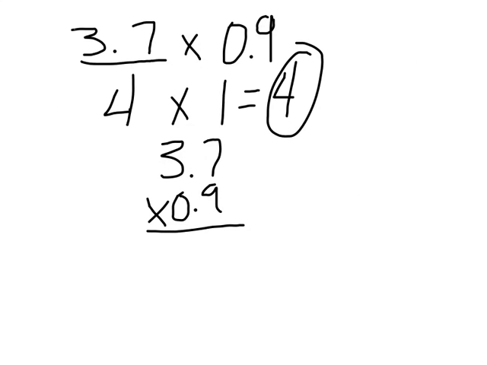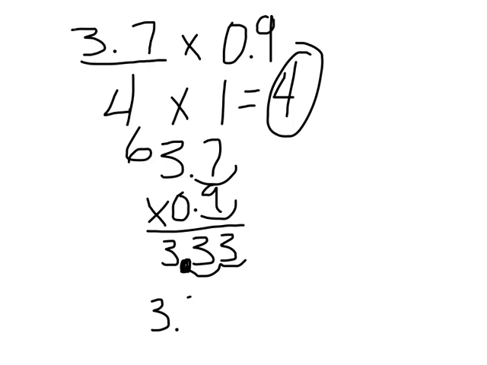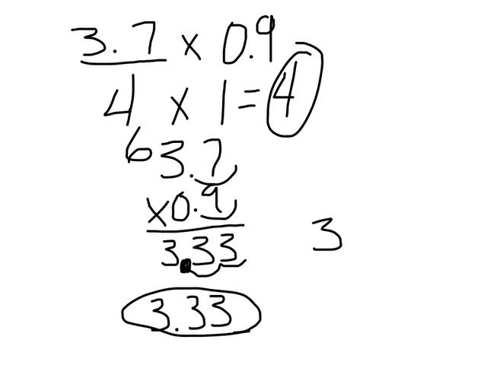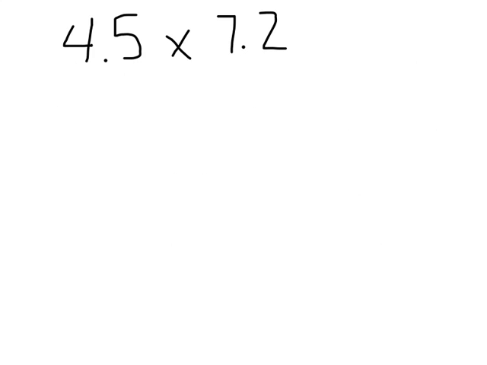9 times 7 is 63. 9 times 3 is 27, plus 6 is 33. And now I need to see how many numbers I should put behind the decimal. Well, I've got 1, 2. So my answer is 3 and 33 hundredths. This is reasonable because it's very close to 4. If I had lined up the decimals and put 33.3, I know my answer would have been unreasonable because it isn't close to 4.